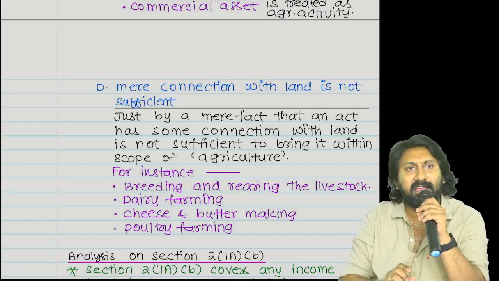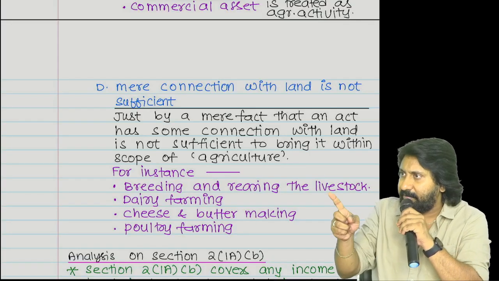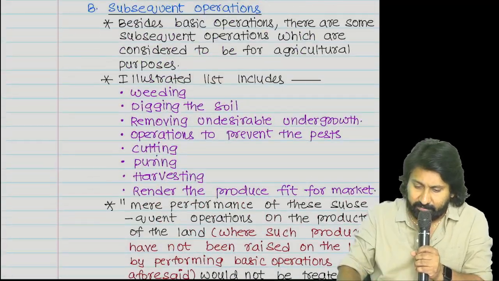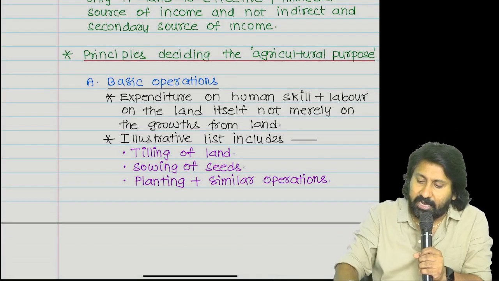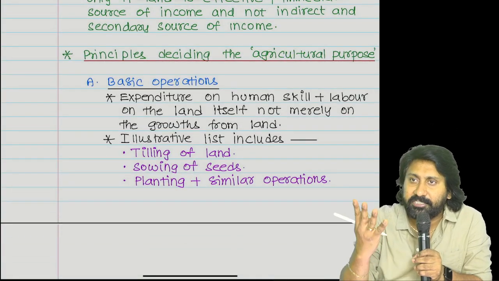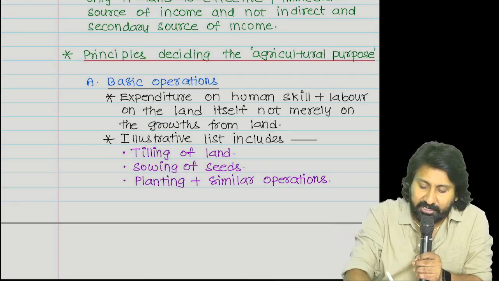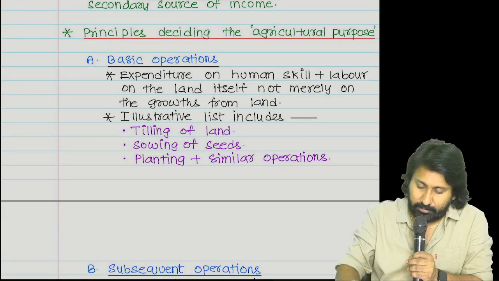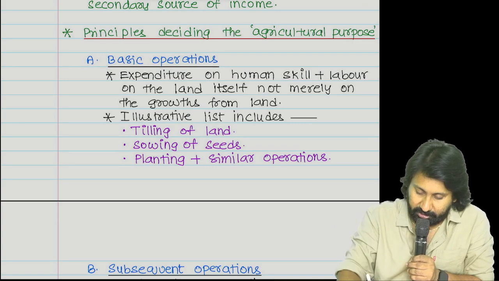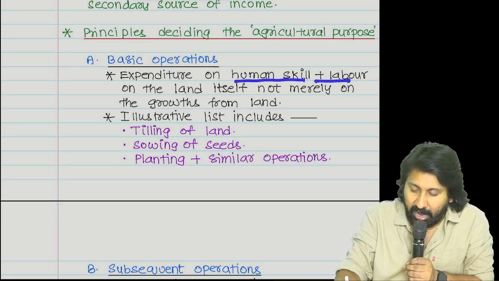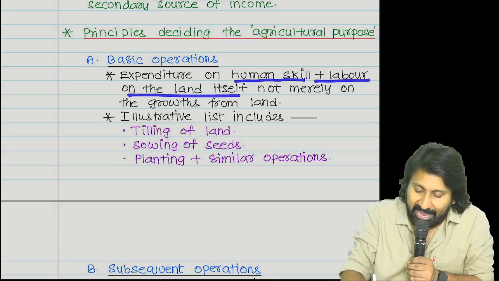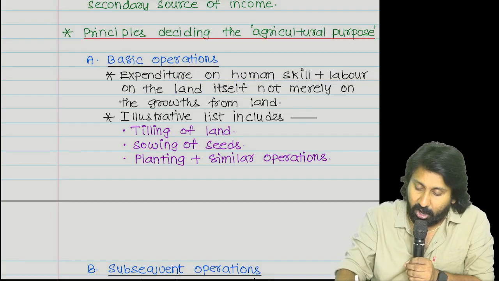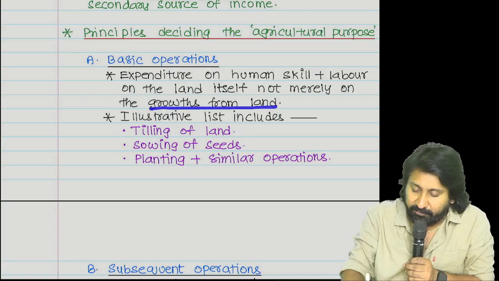Understood the point clearly? Now listening, everyone? So, what do you mean by agricultural purpose? See the screen. Agricultural purpose means 4 conditions have to be satisfied. Condition 1, what should be there? Basic operations you should do. Read: expenditure of human skill and labor on the land itself. On what? Land. Not merely on the growths from the land.